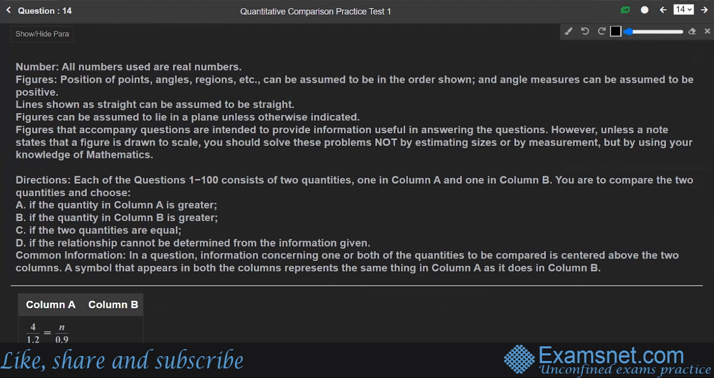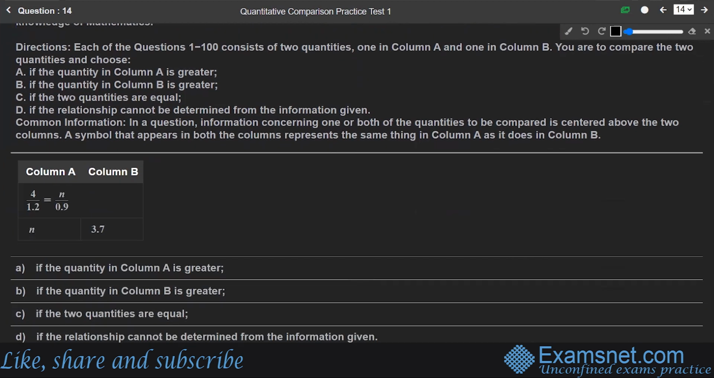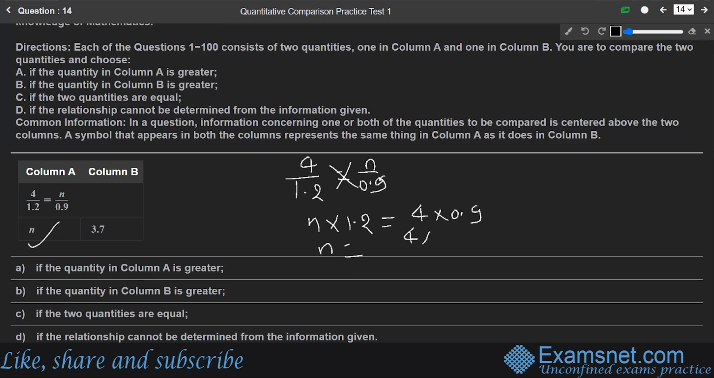Now let us see another question. The expression is given as 4 by 1.2 is equal to n by 0.9. Clearly we can easily find the value of n, because in column A we are supposed to find n only. We can do the cross multiplication. That gives us n into 1.2 equal to 4 into 0.9. So clearly the n value comes out to be 4 into 0.9 divided by 1.2.